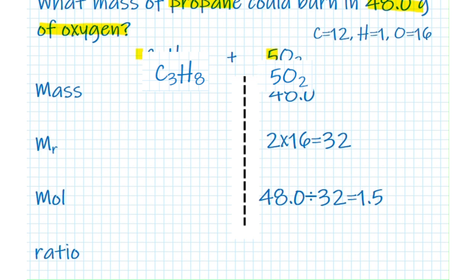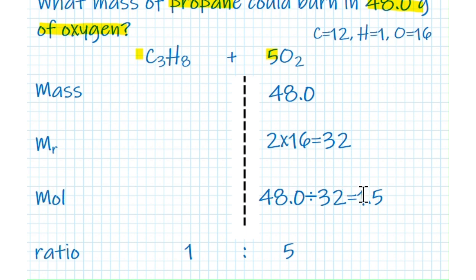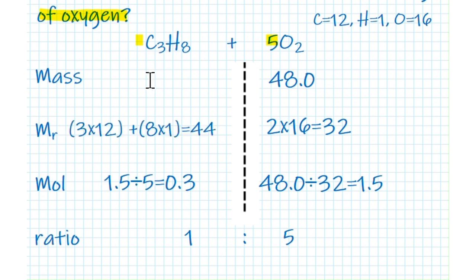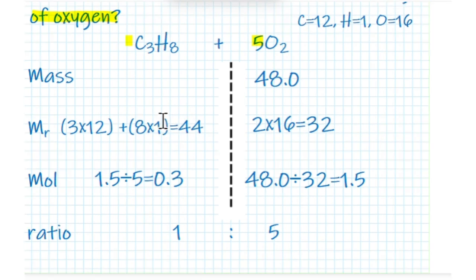So if we look at the top, we can find the ratio. The ratio is 5 of oxygen to 1 of propane. So we put that in, 5 to 1 ratio, and then we work back up the other column. For every 5 molecules of oxygen, there is 1 of propane. So if there are 1.5 moles, there must be 1.5 divided by 5 moles of propane because of the 5 to 1 ratio. Now the Mr of propane, that's easy.